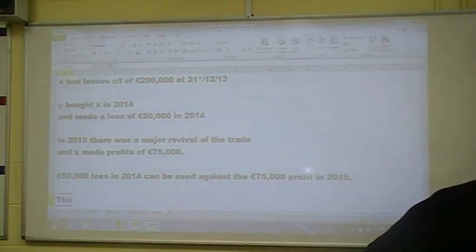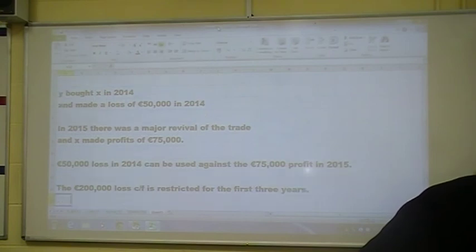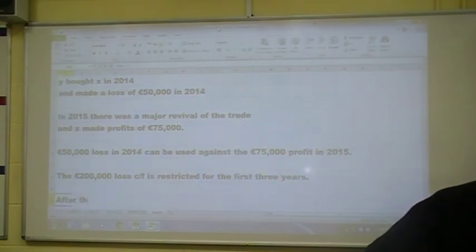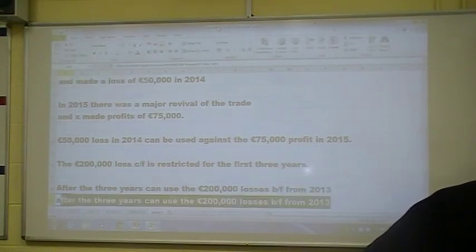But the 200,000 loss carried forward is restricted for the first 3 years. And then after the 3 years, they can use the 200,000 losses brought forward from 2013 against those profits.